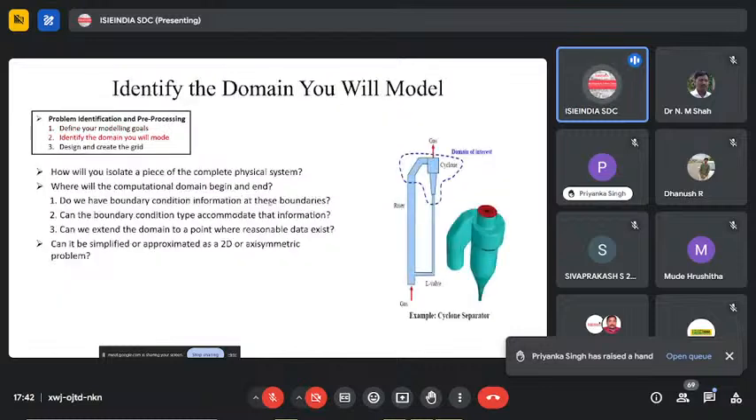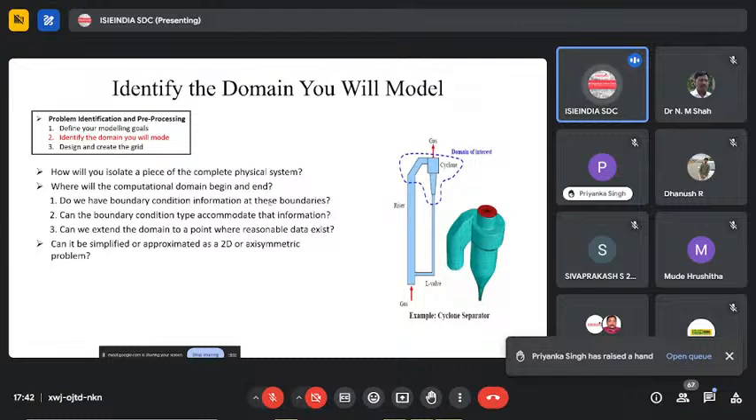After defining the modeling goal, we have to identify the domain that we will model, which is a crucial step in CFD analysis. It involves isolating a specific part of a complete physical system for a detailed study. So we need to determine the section of the system which we need to model.